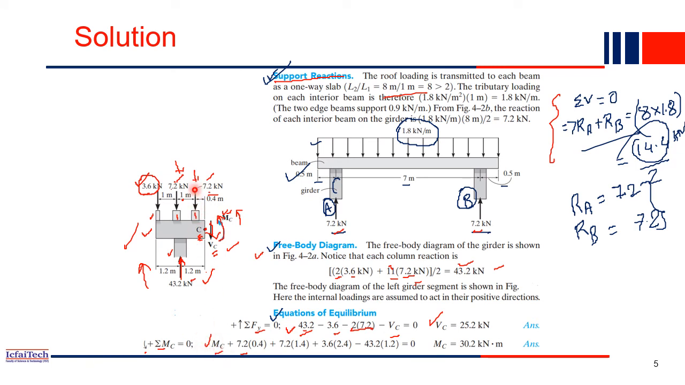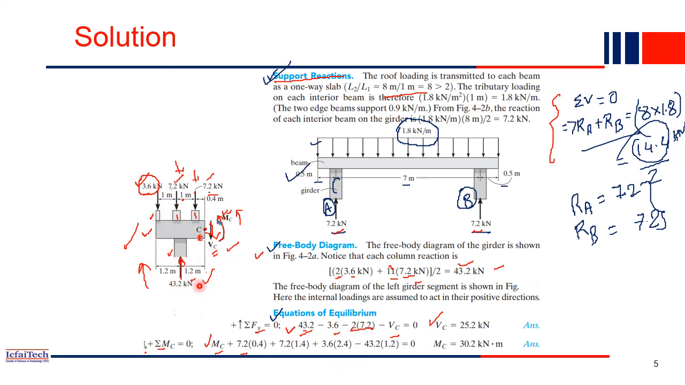And what are the moments? The first force is 7.2 kilonewton, and how much distance from C? It is 0.4 meter, so 7.2 into 0.4, in the anti-clockwise direction, so it is positive. Next, this 7.2 is acting at a distance of 1 plus 0.4, 1.4 meters, so 7.2 into 1.4, again anti-clockwise, so positive. Now plus 3.6, acting at 1 plus 1, 2 meters, plus 0.4, so 2.4. So 3.6 into 2.4, which is also positive because it is an anti-clockwise moment.